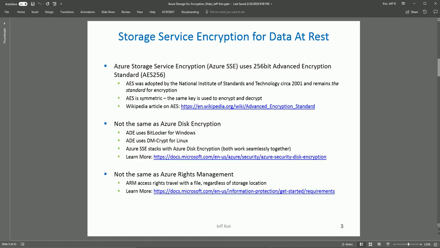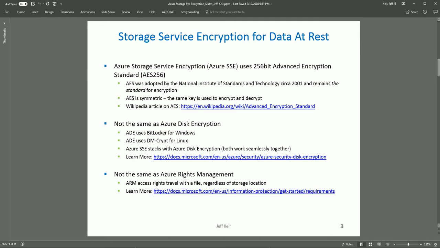Real quickly, storage service encryption uses 256-bit AES standard. That's the advanced encryption standard. There's more information out there on Wikipedia. Let's just say that AES is the standard, has been since about 2001.